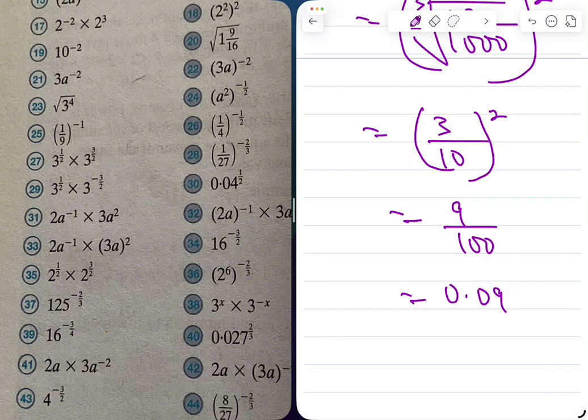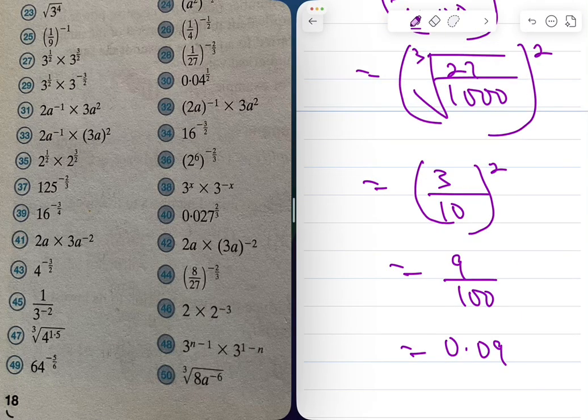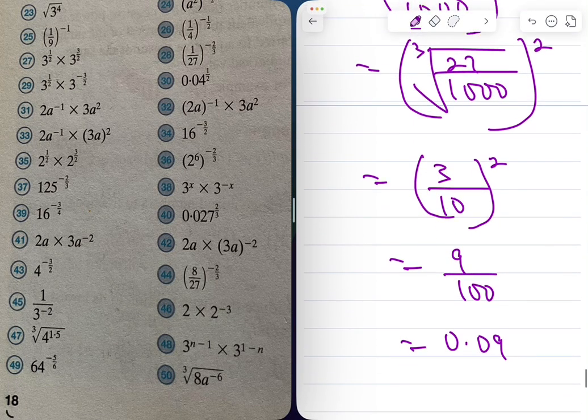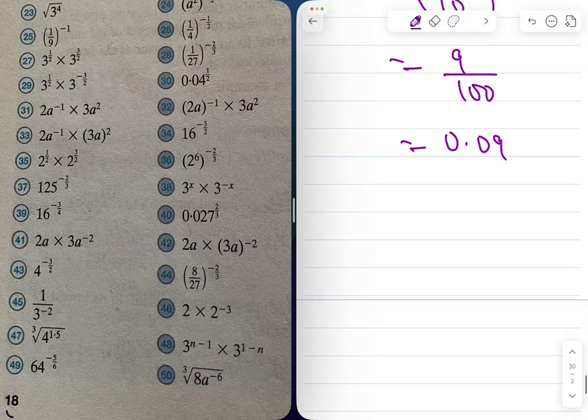Now let's take a breather and then come back to 41. Now the next one is number 41. We go straight to the next, which is number 41.